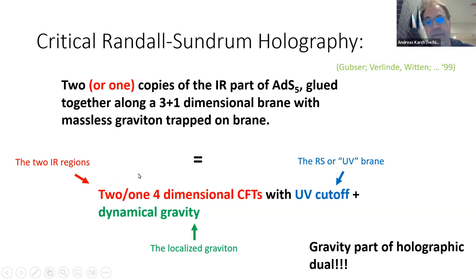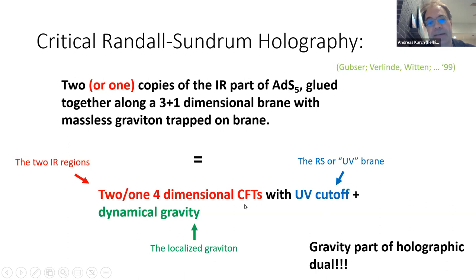You go in and say, word by word, the same things in the dual language. So I have a four-dimensional CFT if I look at the orbifolded spacetime, but I somehow removed the UV part. So there's a UV cutoff on the CFT. And then the 4D CFT with UV cutoff has nowhere inside a dynamical 4D graviton.